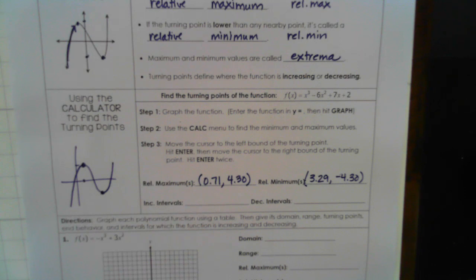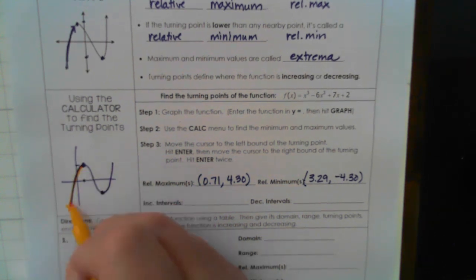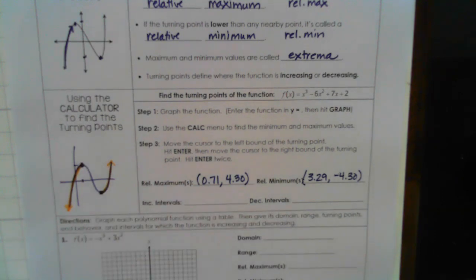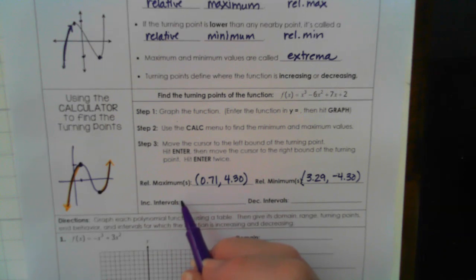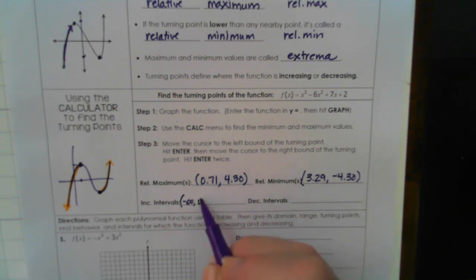We're now asked to find increasing intervals on this graph. From forever down here all the way up, this is increasing. This is also, because it's going up forever, this is also increasing. So we're going to use interval notation. The interval notation says from negative infinity all the way to this maximum X value, 0.71, it is increasing.